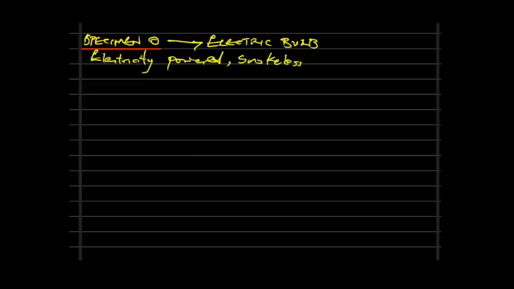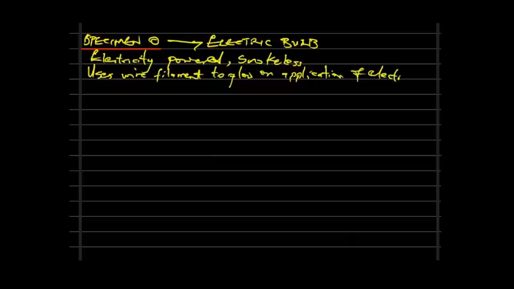It uses wire filaments to glow on application of electricity. So when power is permitted to pass through it, when you run current into it, the wire filament starts to glow. So it produces light, or we say luminosity.